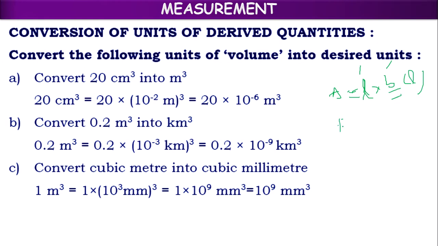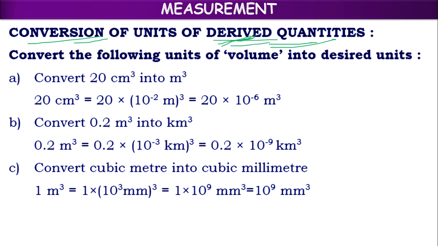Or force or velocity formula. Velocity means how much displacement travelled in how much time. Displacement is a kind of length. So velocity is a quantity which depends on two fundamental quantities, length and time. So it's a derived quantity. For that type of quantities, we are going to learn about their conversion of units. Derived means which depends on fundamental quantities. The quantities which depend on fundamental quantities are considered derived quantities.